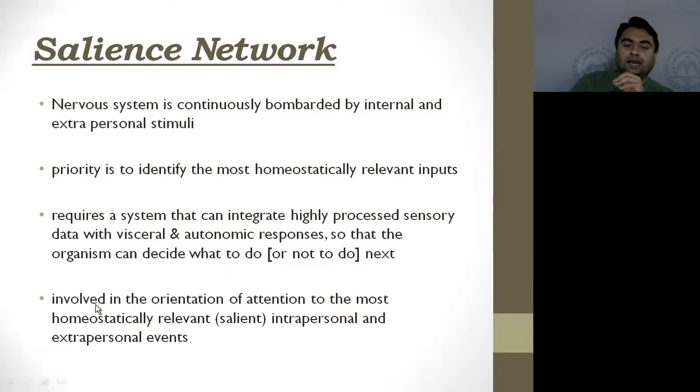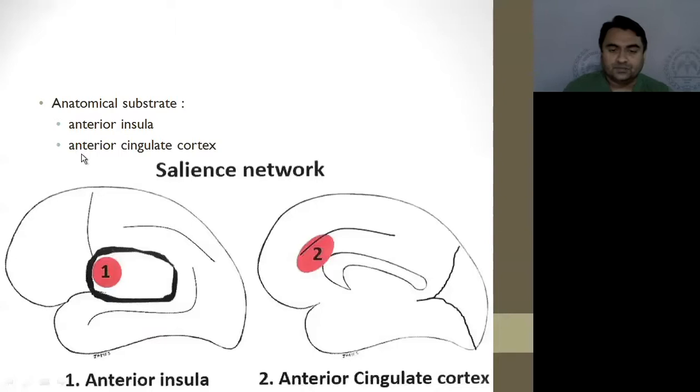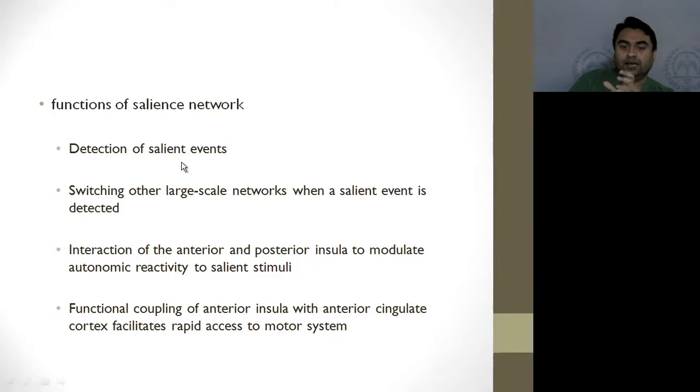The salience network is involved in the orientation of attention to the most homeostatically significant or salient events. So the job of this primarily is an orientation to what is required. The anatomical substrate to this is the anterior insula and the anterior cingulate cortex. Its function is to detect the most important or salient event, and once detected, to switch between the networks when a salient event is detected.